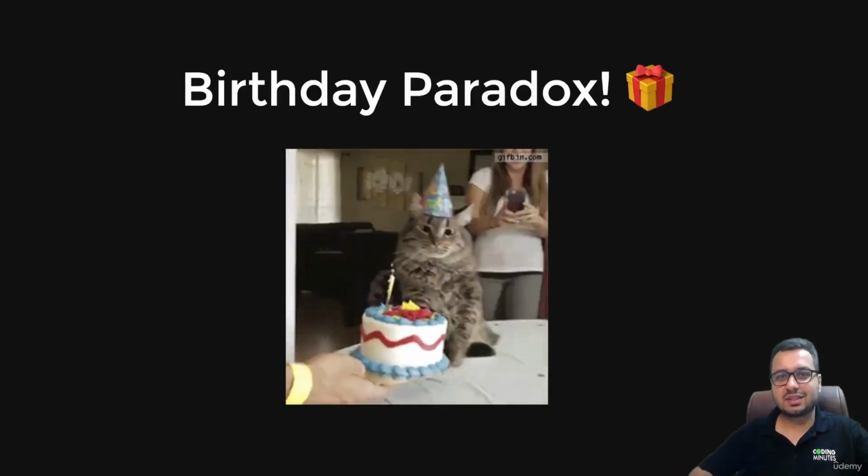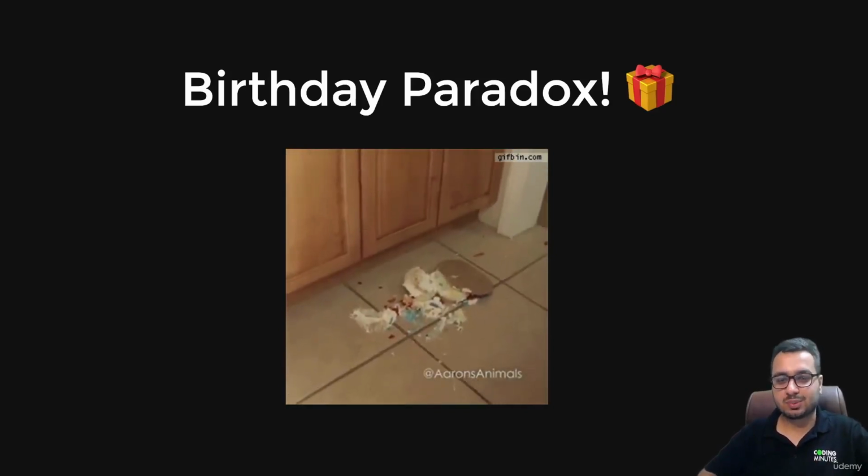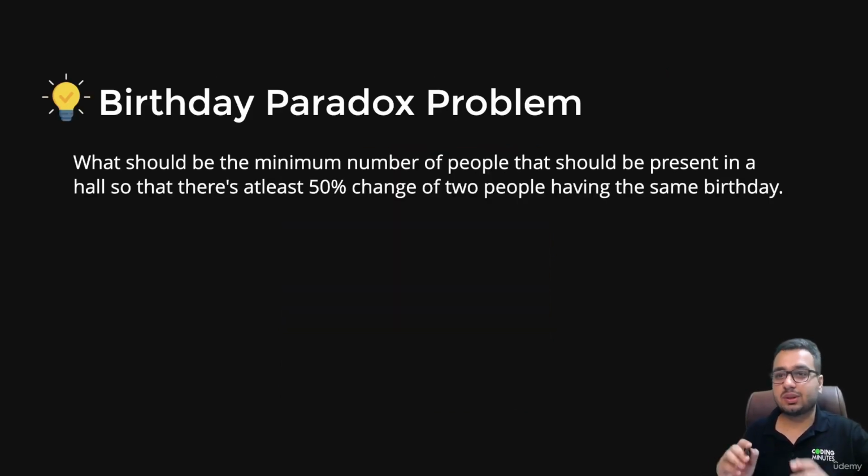Hi everyone, in this lecture we are going to solve a very interesting puzzle which is known as the birthday paradox problem. So let us go through the question. What should be the minimum number of people present in a hall so that there is at least 50% chance of two people having the same birthday? So this is what we need to figure out.